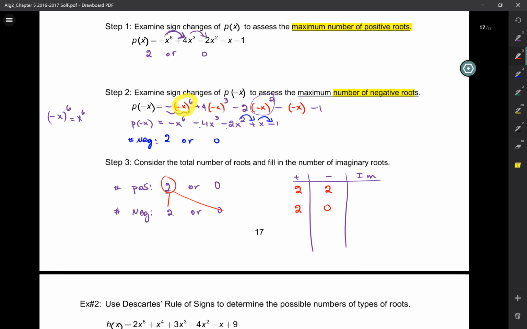I take this number and I have to match it with this, so 2 with 2 or 2 with 0. Now I take the 0 and I match it with what? 0 or 2 or 0. So now I take this 0 and I match it with 2, or I take the 0 and match it with 0.